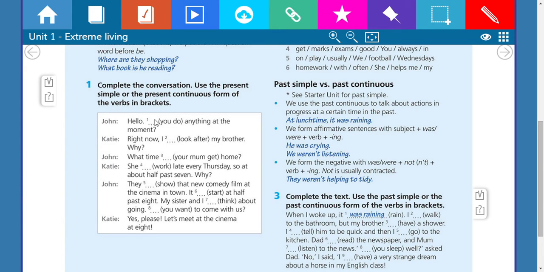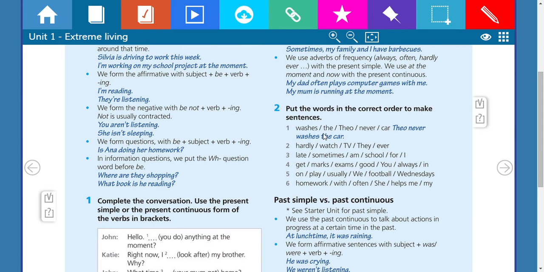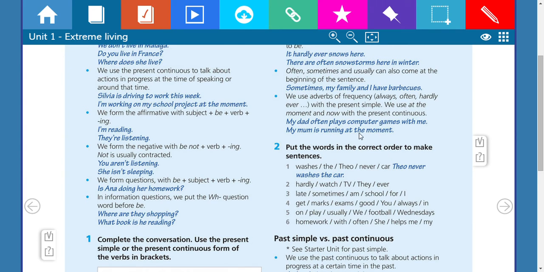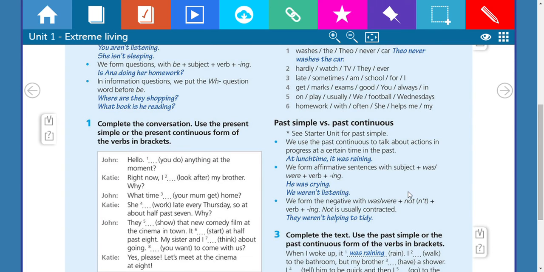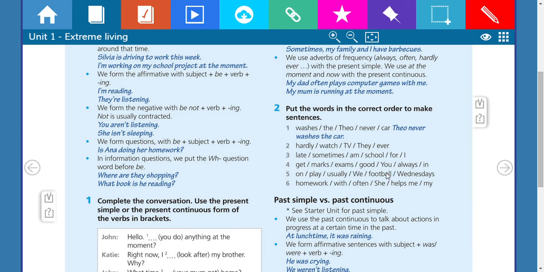In an exercise like this, it says at the moment, look. Hello. Anything at the moment? The teacher said at the moment is for continuous. So you identify it. Here it says right now. Okay, right now, ahora mismo, no? Right now. Okay, now let's continue with our activities.